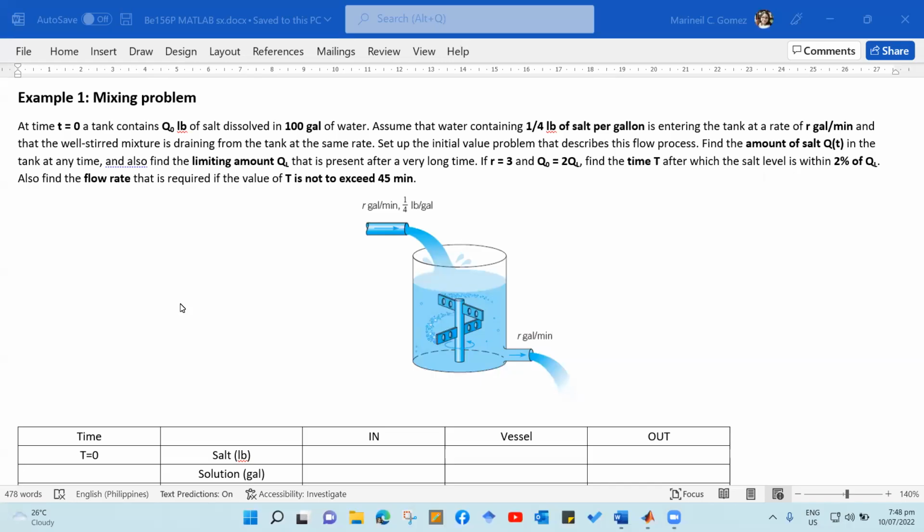Good day. In this video, we will be looking at the application of MATLAB in solving some application problems in differential equations. So we have here the first example. We have the mixing problem.